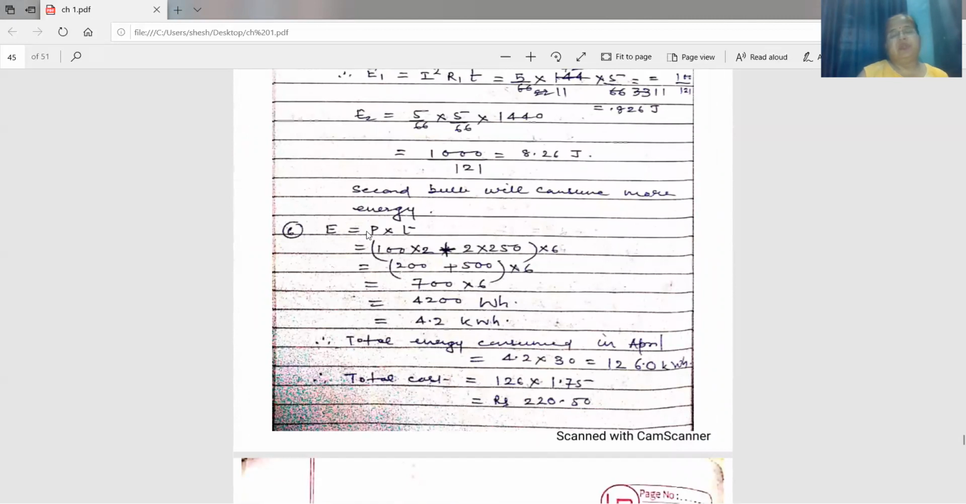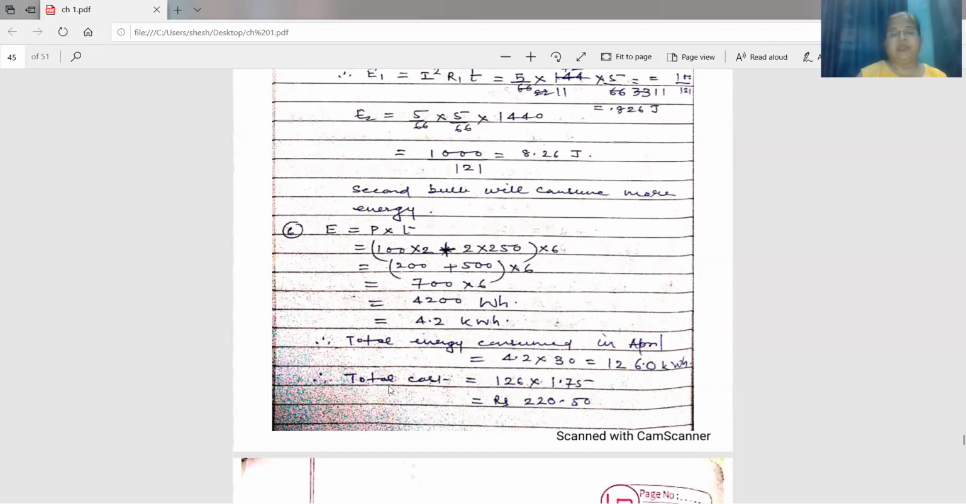Here E equals power into time. Power of one bulb is 100, multiply it with 2. Similarly, power of one cooler is 250, multiply it with 2, and time is given 6 hours. 100 into 2, 200, plus 250 into 2, 500. It is 700 into 6, you are getting 4200 watt hour. When you convert it into kilowatt hour, you have to divide it by 1000 and you are getting 4.2 kilowatt hour. Total energy consumed in the month of April: April has 30 days. So multiply 4.2 into 30, you are getting 126 kilowatt hour.